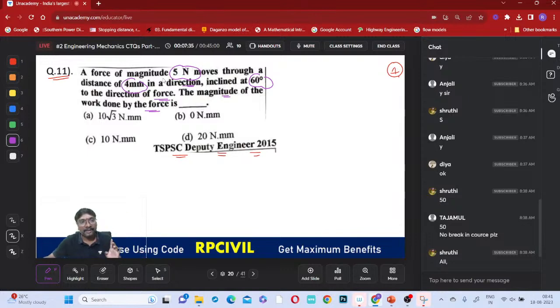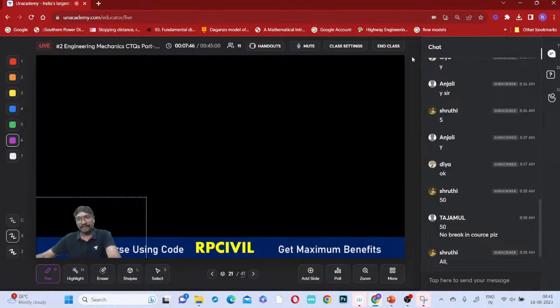Now, why? A force of magnitude 5 Newton moves through a distance of 4 millimeter in a direction inclined at 60 degrees to the direction of this force, right? So what is it you can say? It is moving in which direction? In the same direction as this force? No, no. Suppose the force is applied like this, this is your force applied. But what happens in this direction? It is moving, yes or no? In this direction, what is the displacement that occurred?